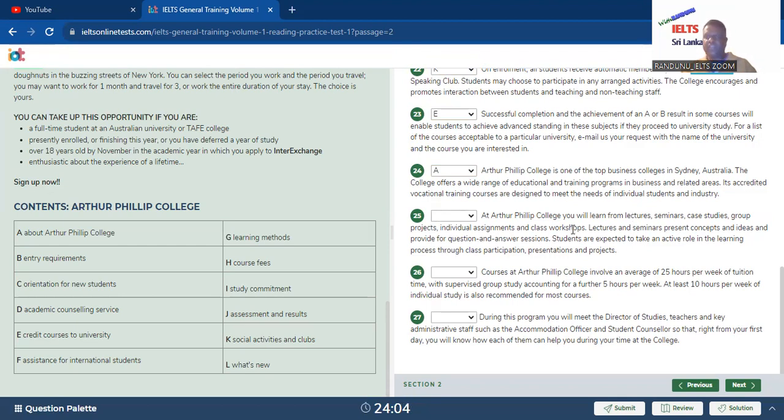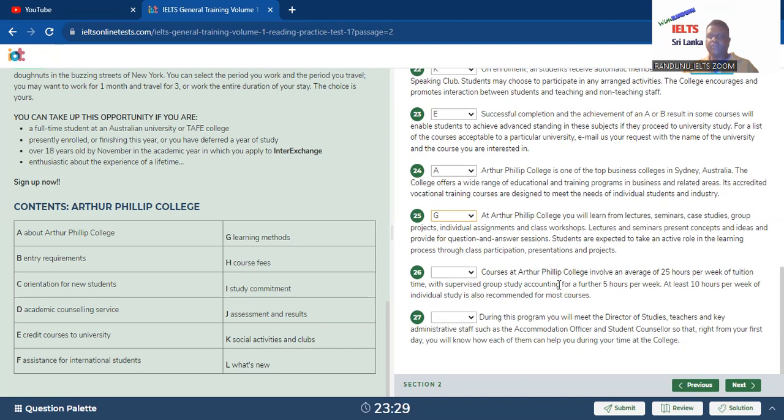Next one, what you will learn at Arthur Phillip College. You will learn from lectures, seminars, case studies, group projects, individual assignments, class workshops. All these are learning methods. How to learn? Learning methods, G. These are the ways that they are teaching you, the ways that you are learning. Next one.